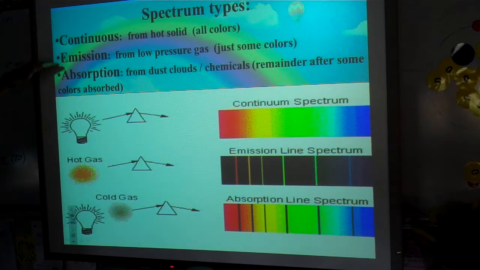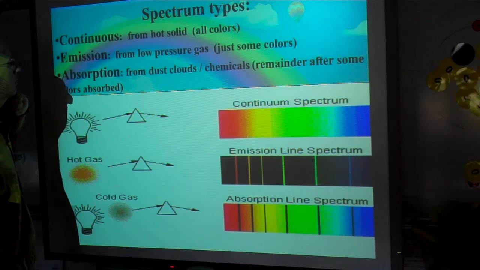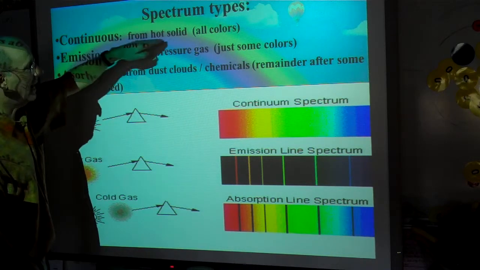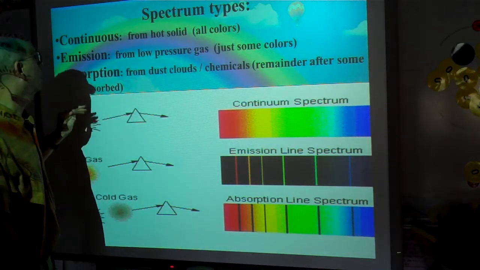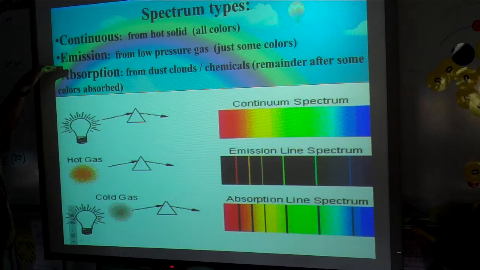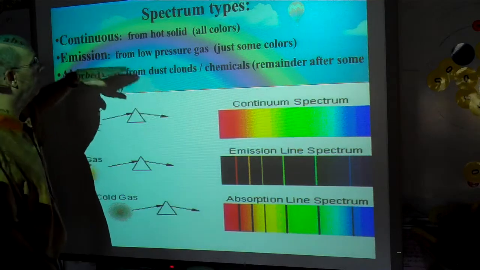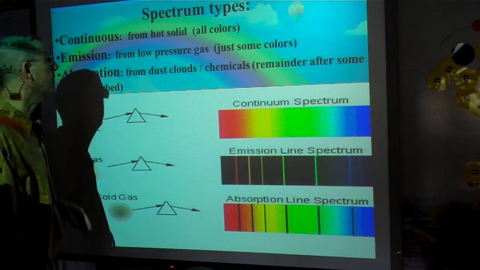Well, there are three different spectral types that we use in chemistry. They are continuous, which usually comes from a hot solid, and that means that all the colors of the spectrum are given off. Then there's an emission spectrum, or emission spectra, that's plural. And emission spectra means just some colors are given off, and that usually comes from a low pressure gas, and we'll do several experiments with this.